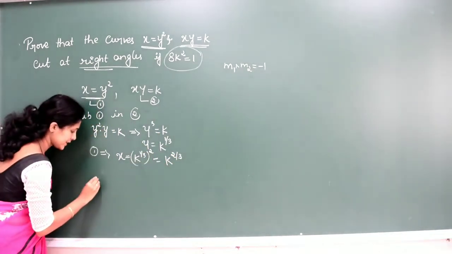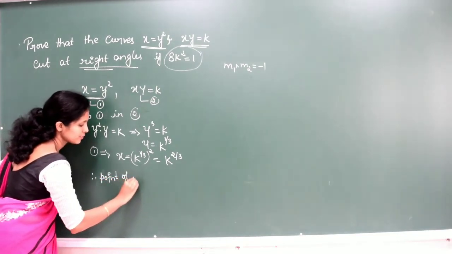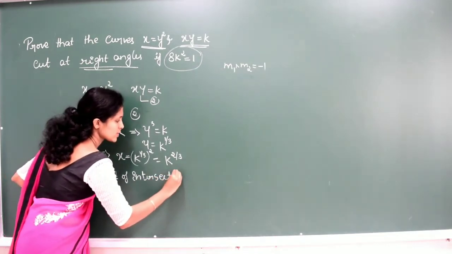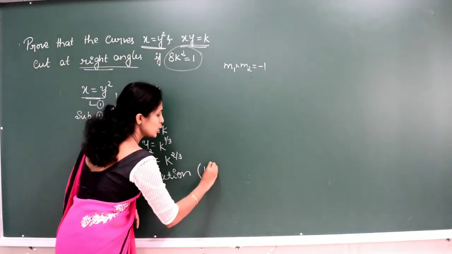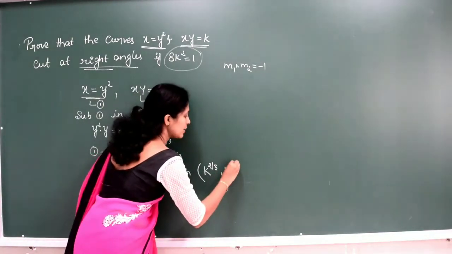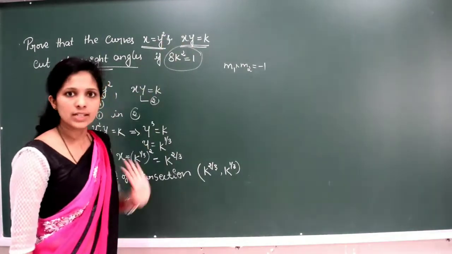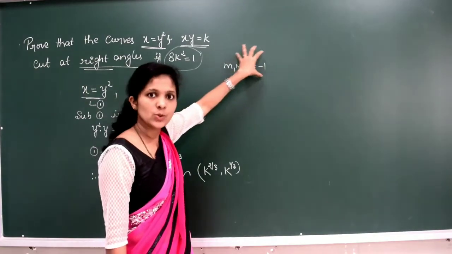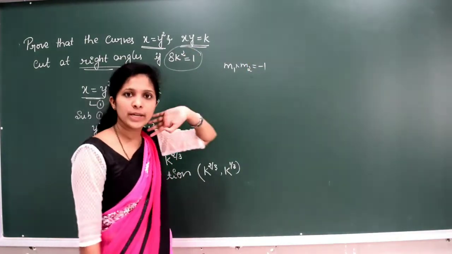Therefore, by solving these two curves, the point of intersection is, we will substitute the values of x and y. What is the value of x? This is k to the power 2 by 3 and the value of y is k to the power 1 by 3. Is it clear? So this is the point of intersection of these two curves. Now we have to prove that whenever the product of the slopes is equal to -1, then 8k square should be equal to 1.